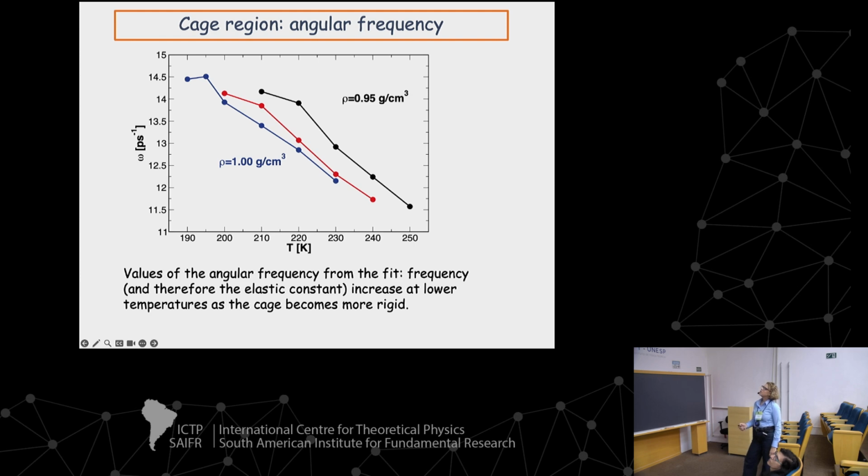So this is the angular frequency for the cage region. And as you see, the frequency changes as a function of temperature and density. From the fit, you see that the values of the angular frequency increase at a lower temperature because the cage is becoming more rigid.